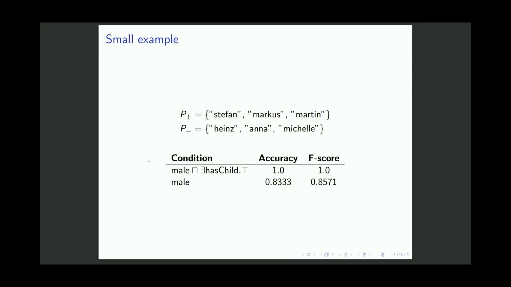But with more computation and more searching, we can find male and has child. So why do we actually call these class expressions? Because we could use this male and has child to create a new class called father and put these individuals in, and this will not be part of that class.